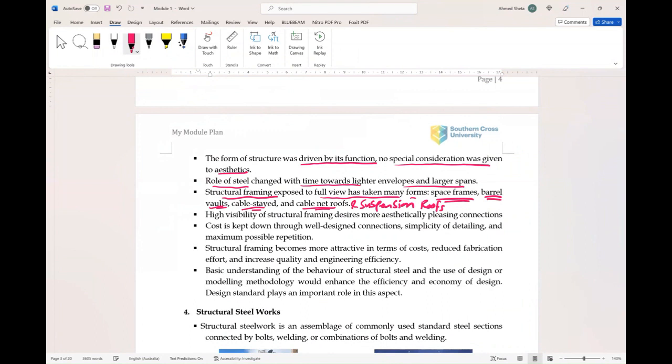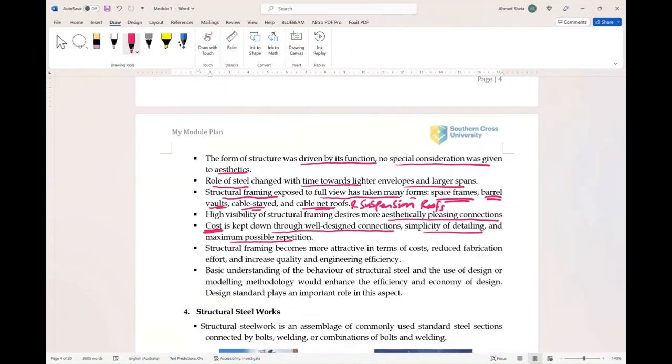High visibility of structural framing desires more aesthetically pleasing connections. So the connections need to be more aesthetic. Cost is kept down through well-designed connections, simplicity of detailing, and maximum possible repetition. So to keep the cost low for steel structures, the connections need to be well designed, the detailing simplified, and the repetition maximized. So you need to reproduce the same structure again to make it cheaper.